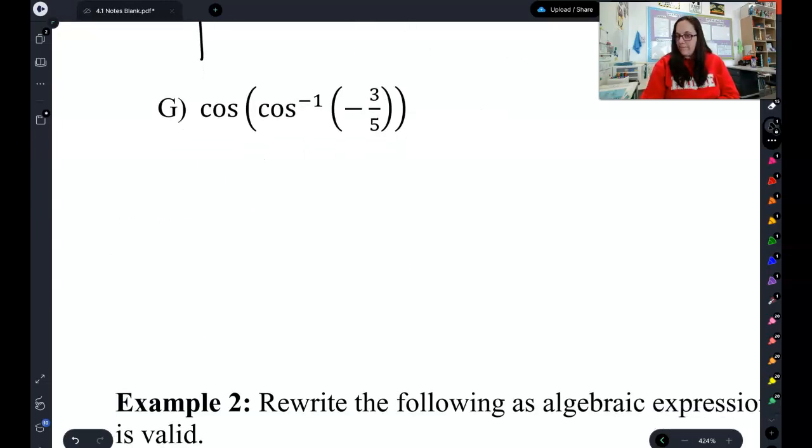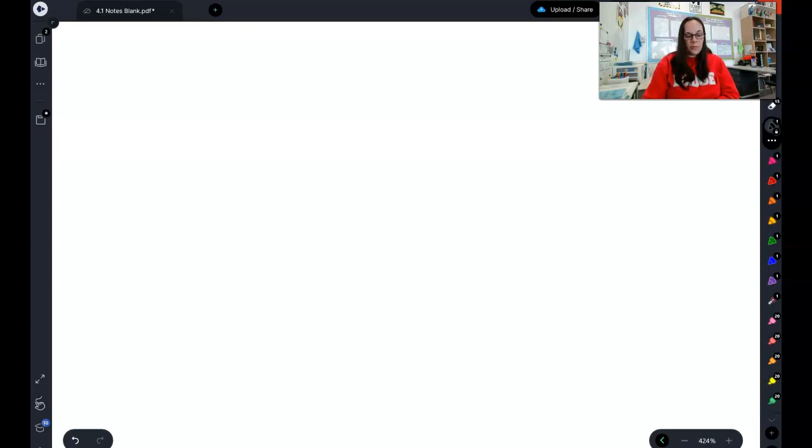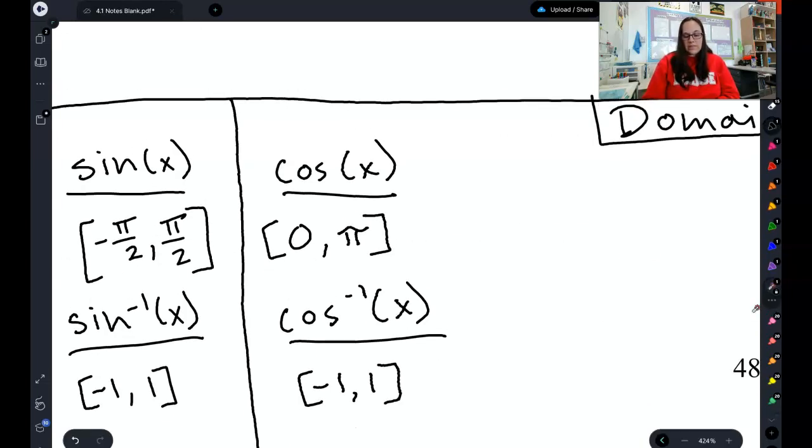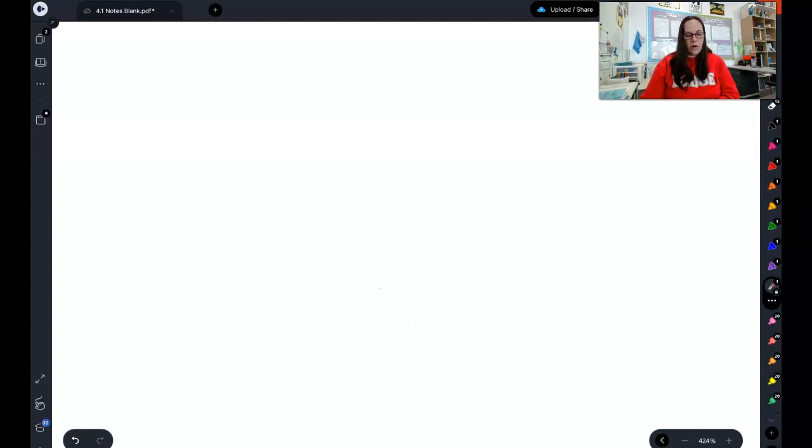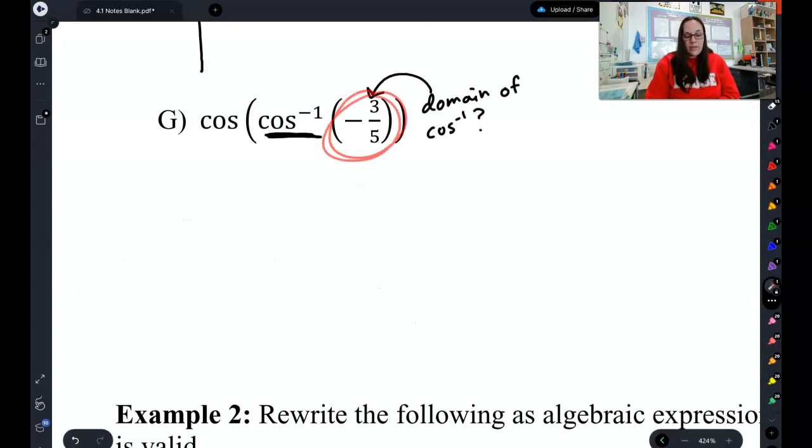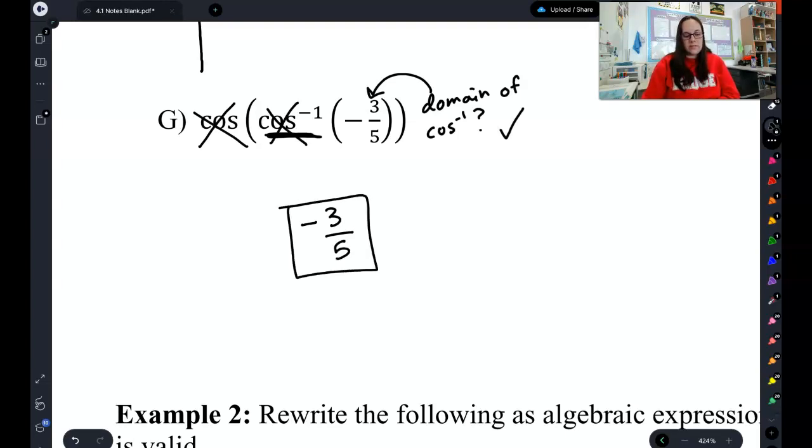So let's try that on G. Same thing. You would think that these should just cancel because they're opposites, but we have to check that this is in the domain of arc cosine. And I picked that because that's the one it's attached to. So the domain of arc cosine was negative 1 to 1. There's our domain for arc cosine. So I come back here, negative 3/5 is between negative 1 and positive 1. So check, it is in the domain. Because it's in the domain, those two things cancel, and our answer is just negative 3/5.